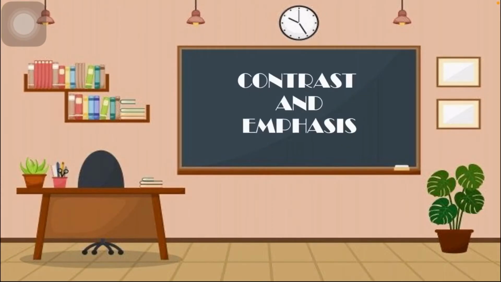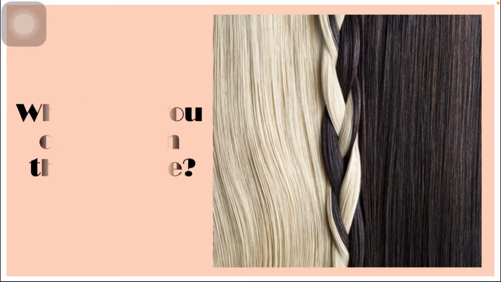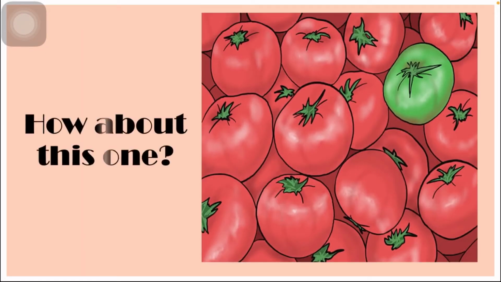Okay, so today we are going to continue to discuss the other principles of art, which are contrast and emphasis. But before we go formally to our discussion, let me show you a picture first. Here. So what can you observe in the picture? Very good. The one is different from the other. What else? The color is different. It's not the same. How about this picture? What can you observe? Very good. Not all of them have the same color. Very good, class, and thank you for your observations.